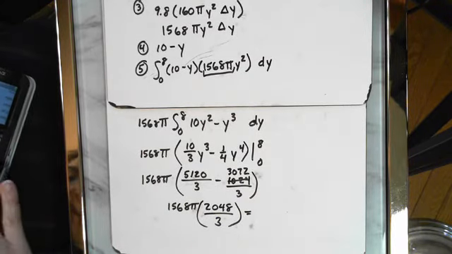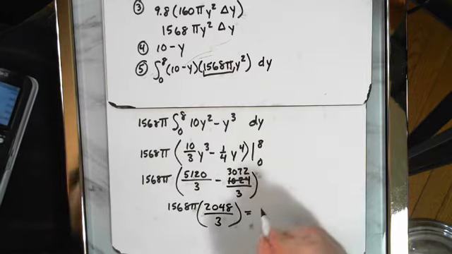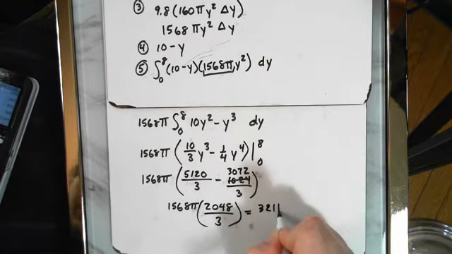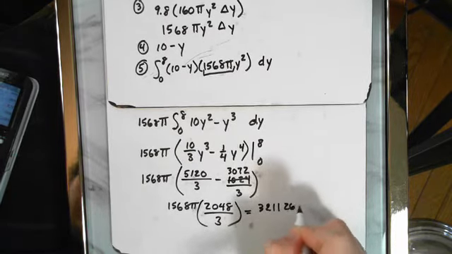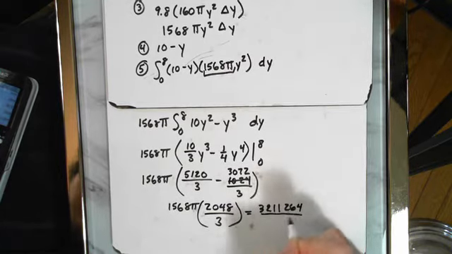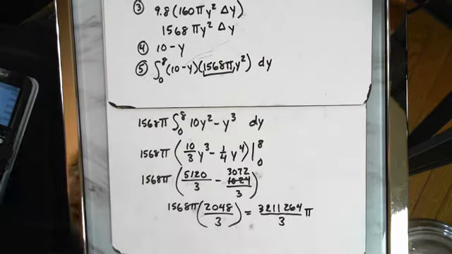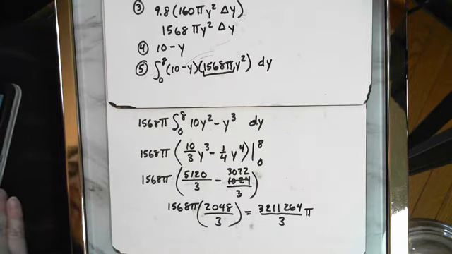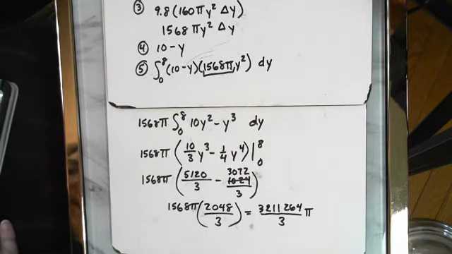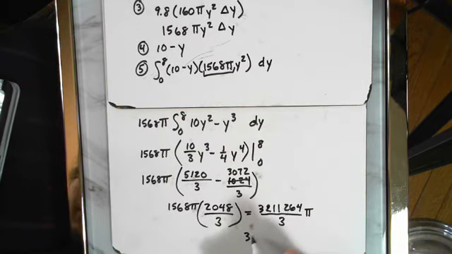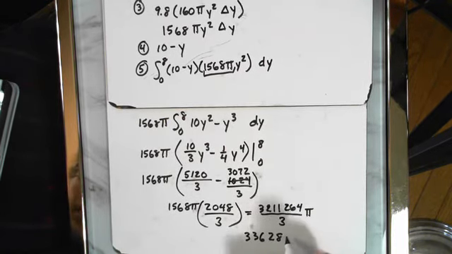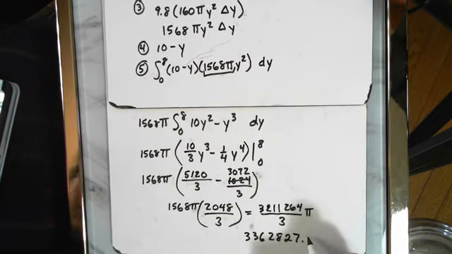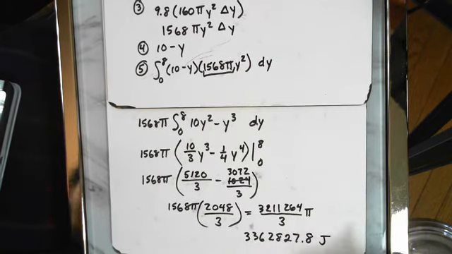Then this whole thing needs to be multiplied by 1568 pi. So times 1568 gets me 3211264 over 3 pi. According to my calculator, that comes out to approximately 3362827.8 joules.